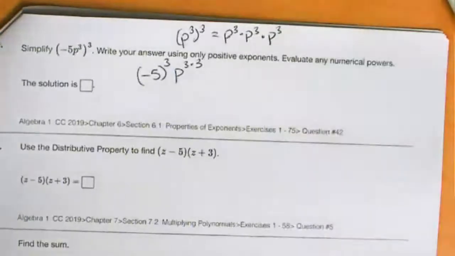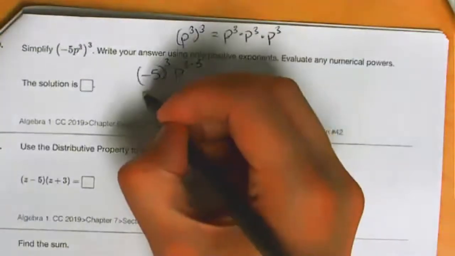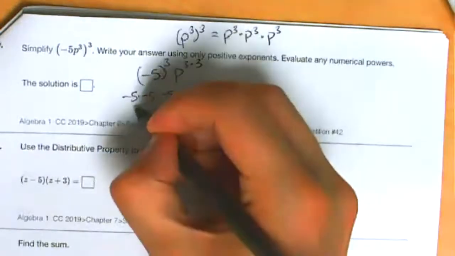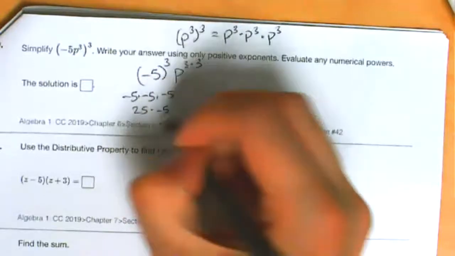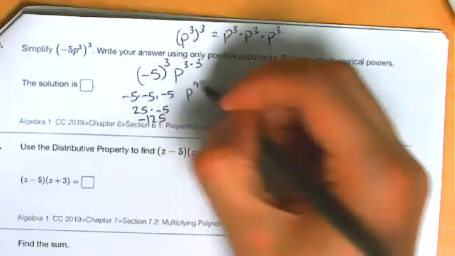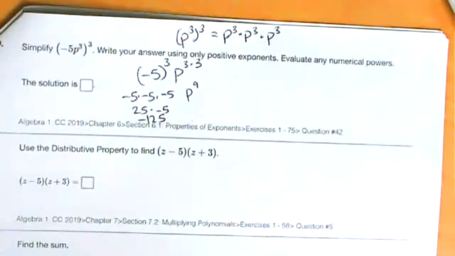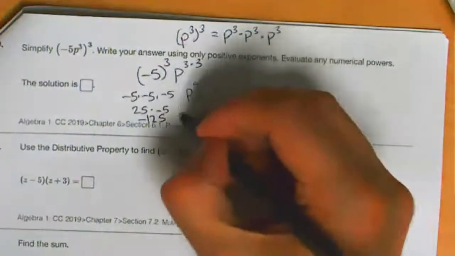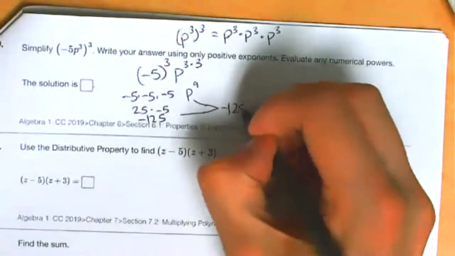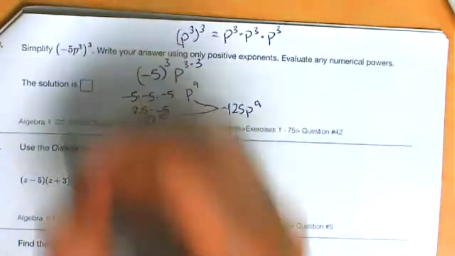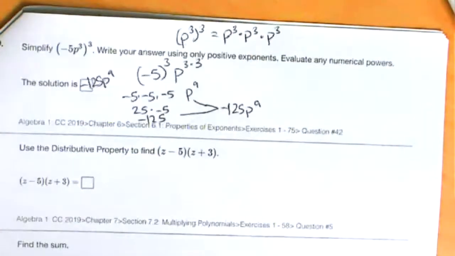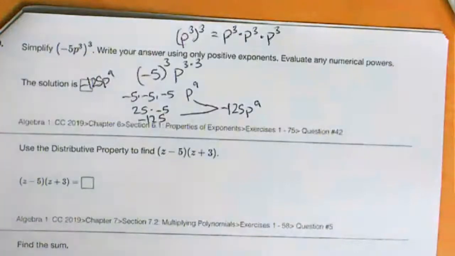So we just need to evaluate this. -5 to the third is -5 times -5 times -5. -5 times -5 is 25, times another -5 is -125. And p to the third to the third is just p to the 9, or p to the 3 times 3 is p to the 9. Therefore, our answer would be these two things together, which is -125 p to the 9th power. So that's our solution, -125 p to the 9th power. All right, that one was fairly straightforward.